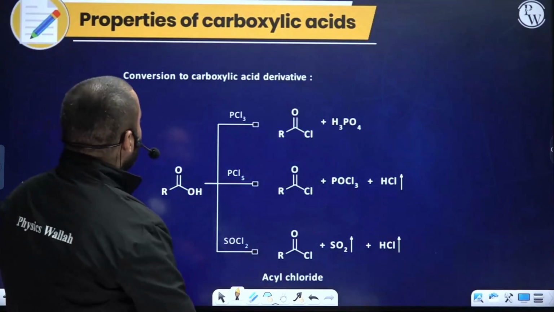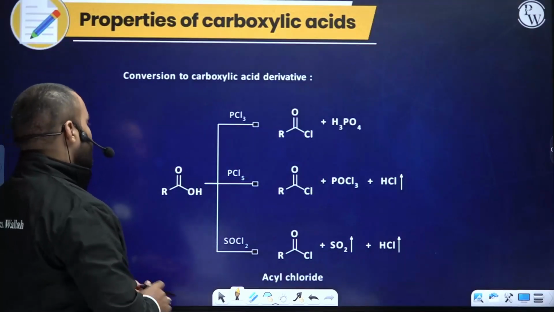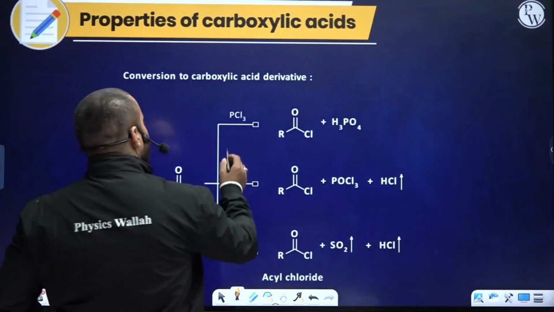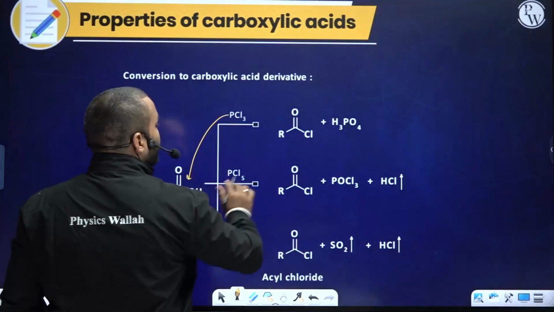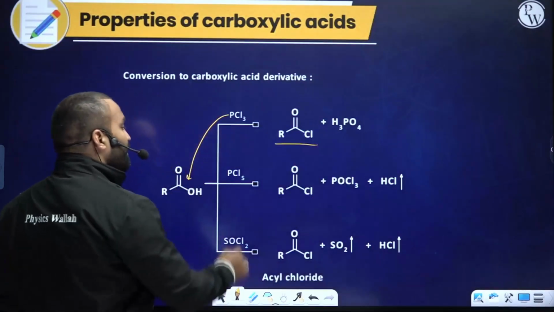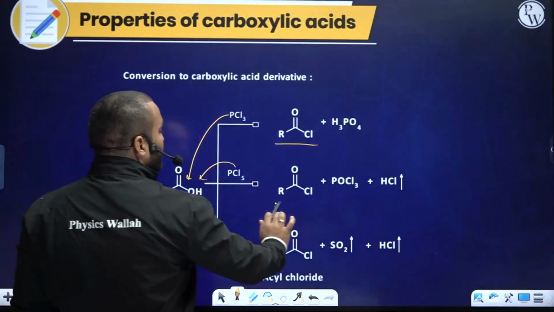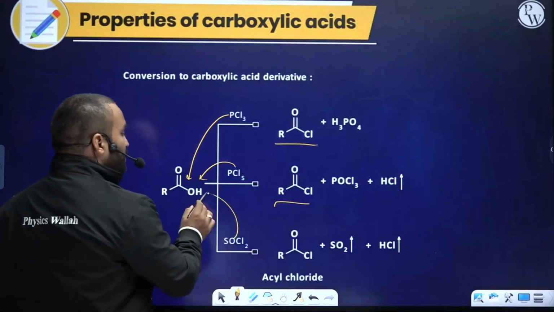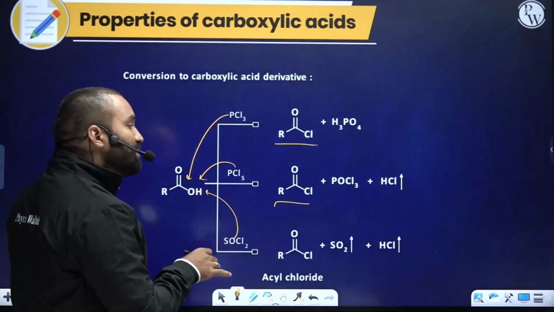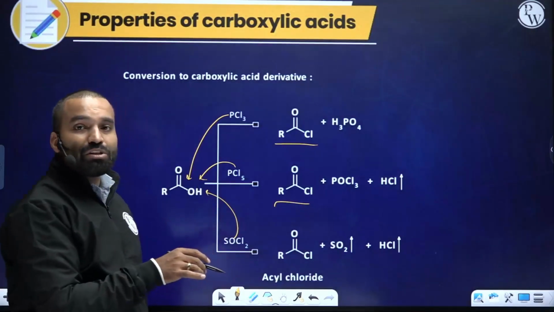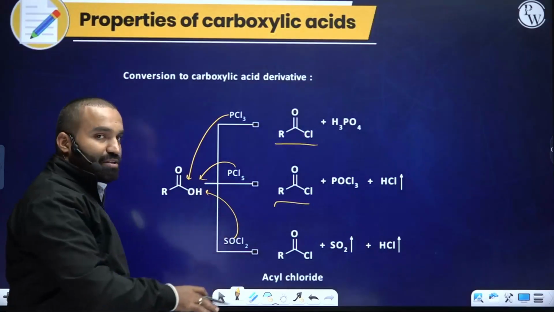Then, how do we convert carboxylic acids into their derivatives? Very first, treatment with PCl5 will convert it to acid chloride. Treatment with PCl3 can also do that. SOCl2 also. Sir, we have studied these reactions in the aldehyde-ketone and alcohol-phenol chapters also. Yes, similar reactions. Ditto.